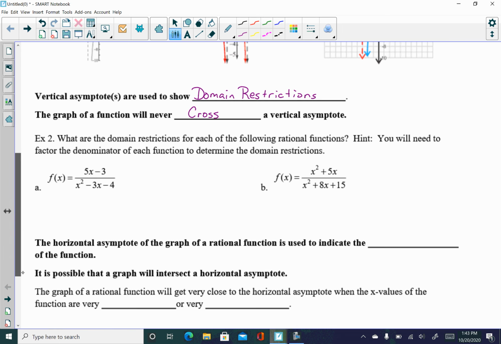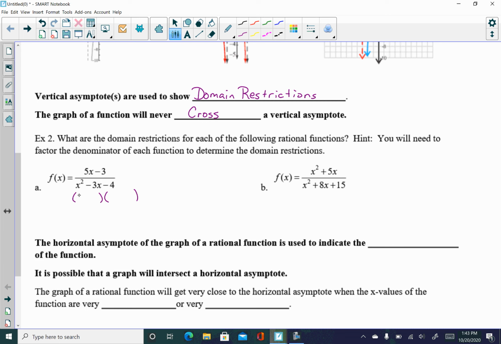We'll move on down here to example 2. In example 2, they want to know what are the domain restrictions for each rational function. And if you recall, this really isn't going to be much different from what I've had you do in the past when I've asked you to find the domain. If you have a denominator, we've said this denominator cannot equal 0. So what we end up doing is we need to factor down here.